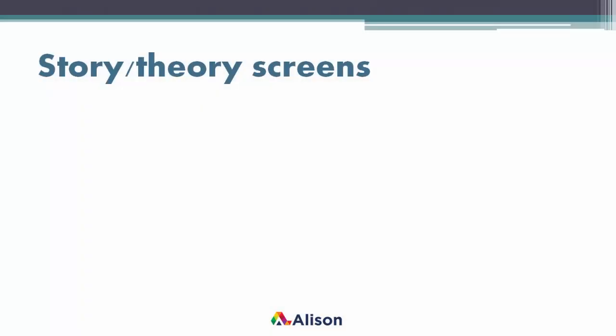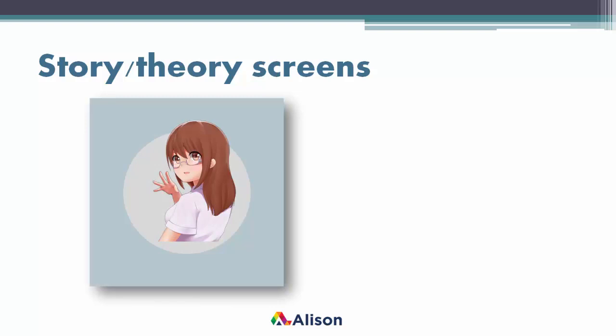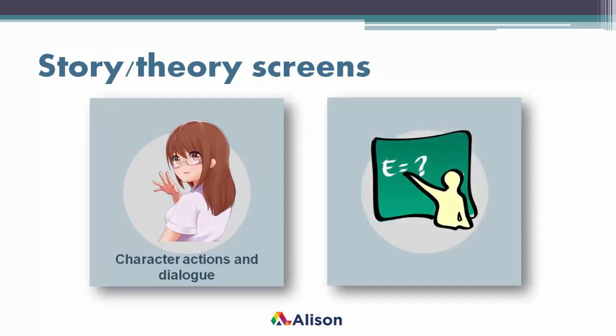Characters do not need to be present in every screen in the storytelling method. Story screens can show character actions and dialogue. They can be alternated with theory screens, that is, screens providing concepts and guidelines.